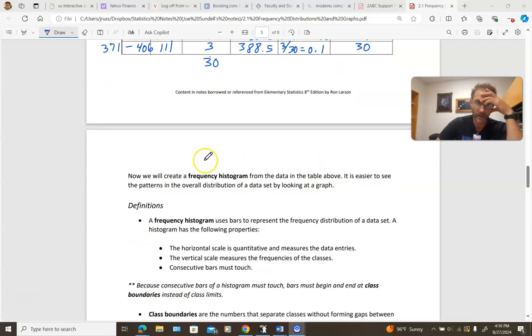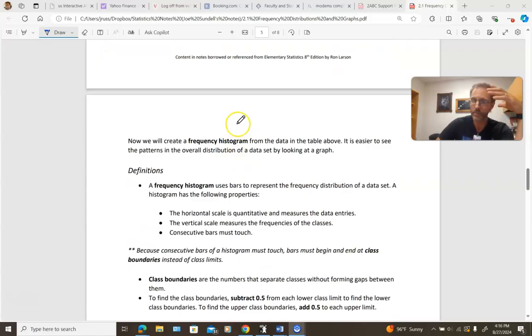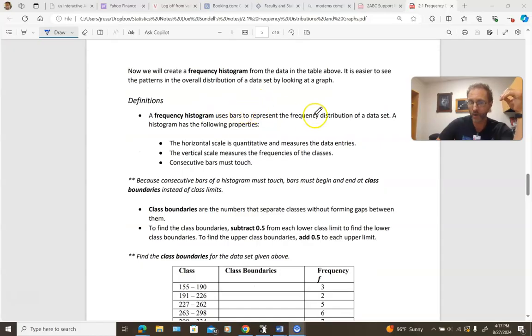Okay. So a frequency histogram is a nice way to visually see how the data is spread out. And it actually uses bars to represent the frequency of the data in each of those classes. So each class will have its corresponding bar, and the height of the bar will be representative of the number of data entries in that particular class. So the higher the bar, the more data entries in that particular class. Okay. So a frequency histogram, guys, is really just a bar graph.